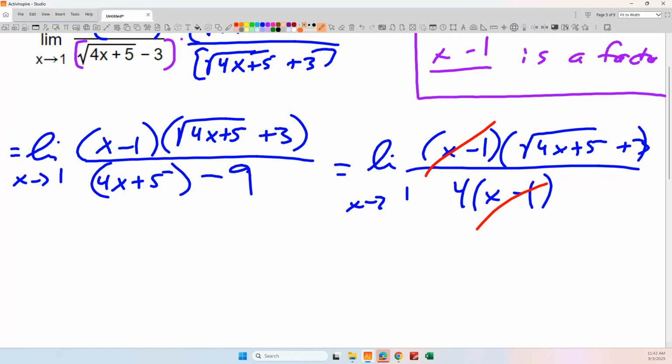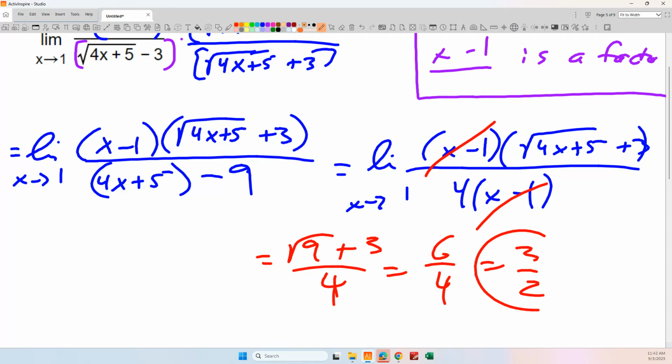Right? We let x go to 1, and this is equal to the square root of 9 plus 3 over 4, which is, did I do that wrong? 3 plus 3, oh, so that's 6 over 4. Whoops, duh. There's our limit. Yeah. Okay, good. All right.